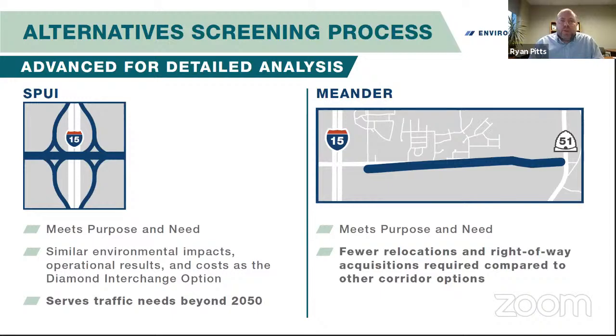For the corridor options, all of those options, the north, south, and meander, all of them met the purpose and need. However, the meander option resulted in fewer relocations and would require less right-of-way acquisition compared to the other corridor options. Therefore, we carried the meander option forward for detailed analysis.